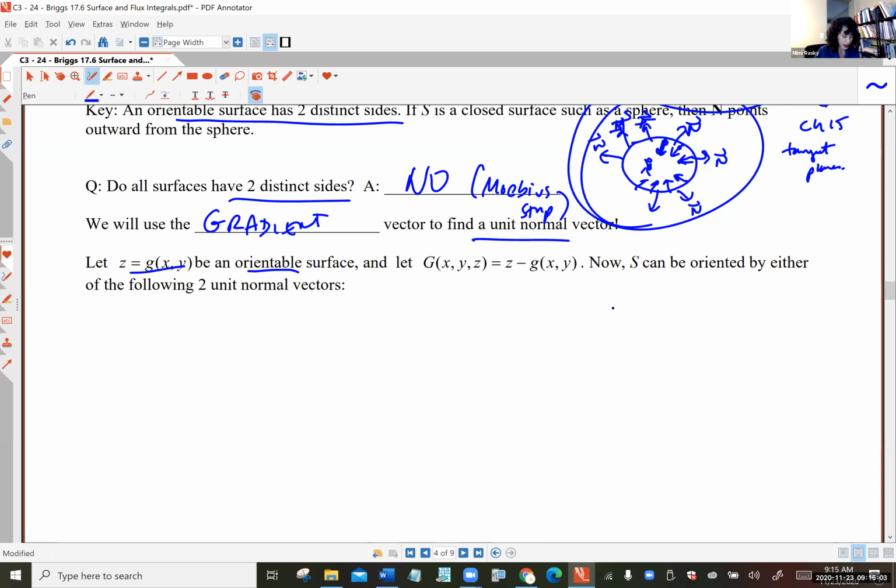A Klein bottle. Yeah, you know, Chris, I have no idea, but you could be right. I'll have to look into that. Interesting.